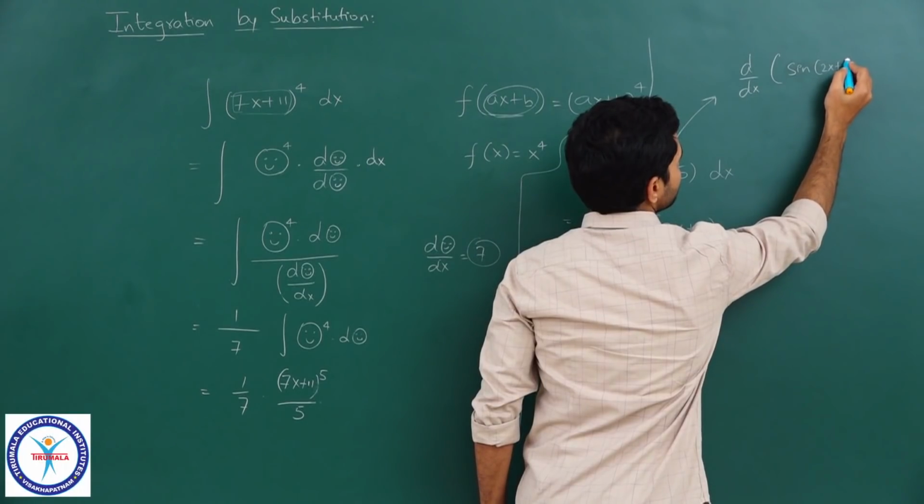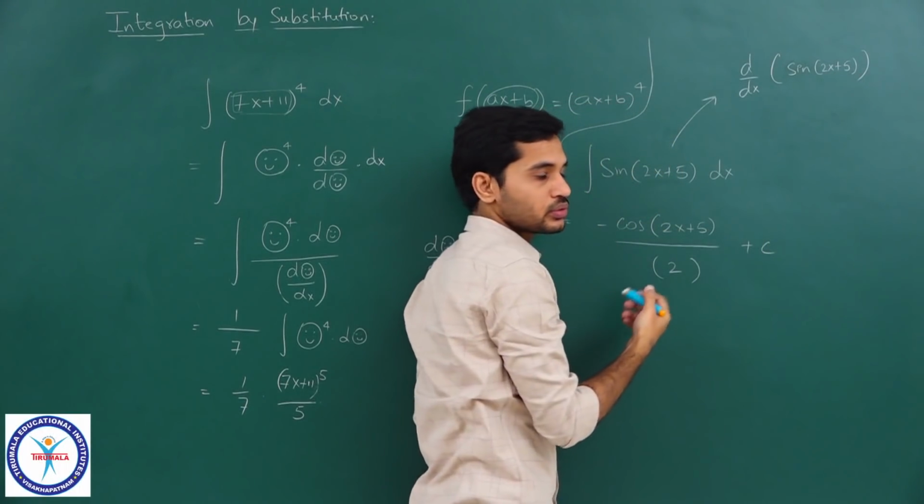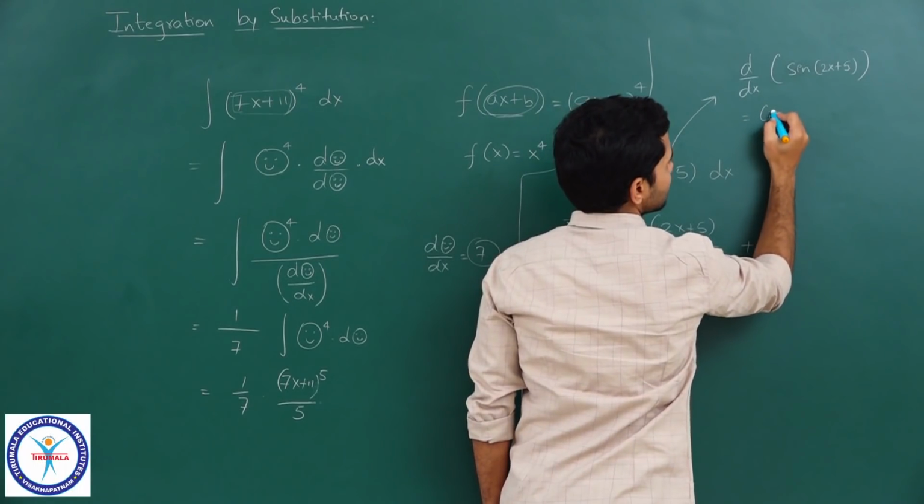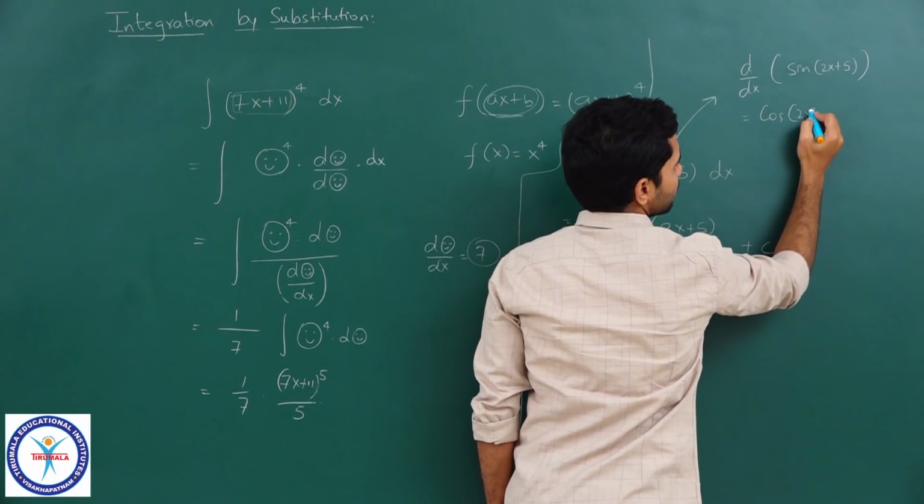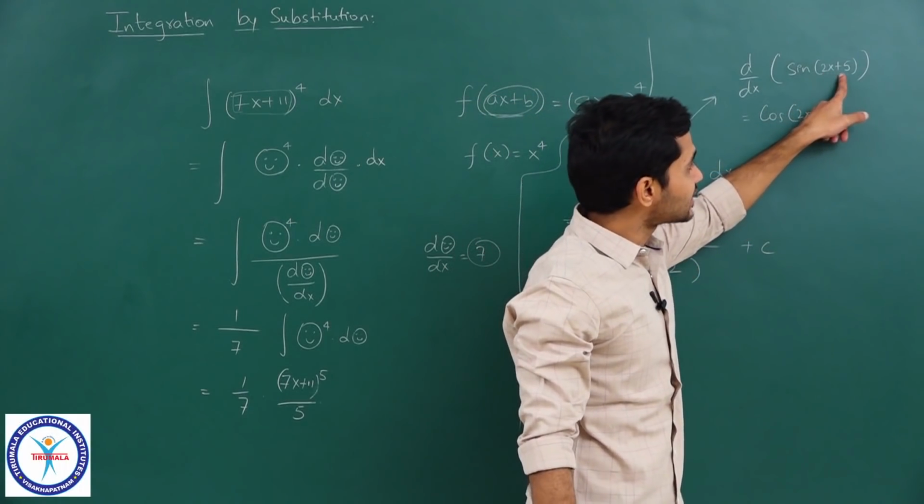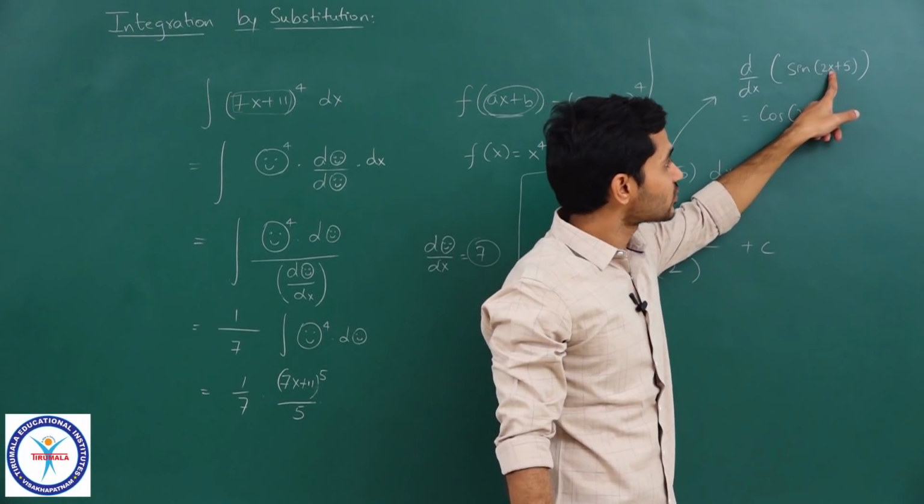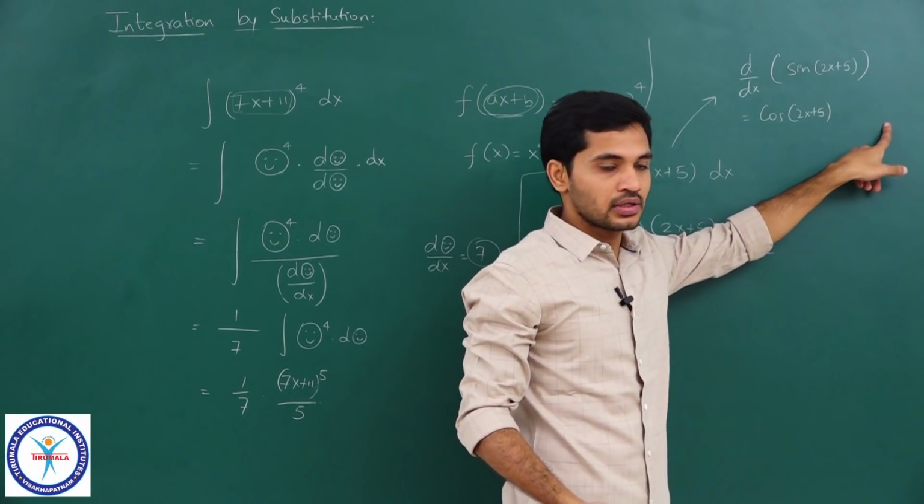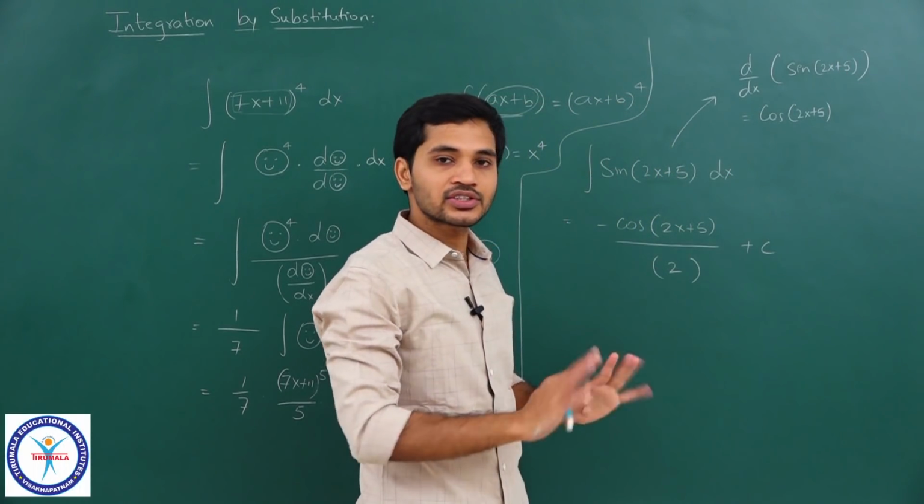So, if I asked you to do this, what will you do? You will consider this as smiley, first differentiate that, you would get cos 2x plus 5. Then you will differentiate the inside one, right? What is the differentiation of the inside part? 2. You will multiply that here. Here you will divide with that. That is the only difference.